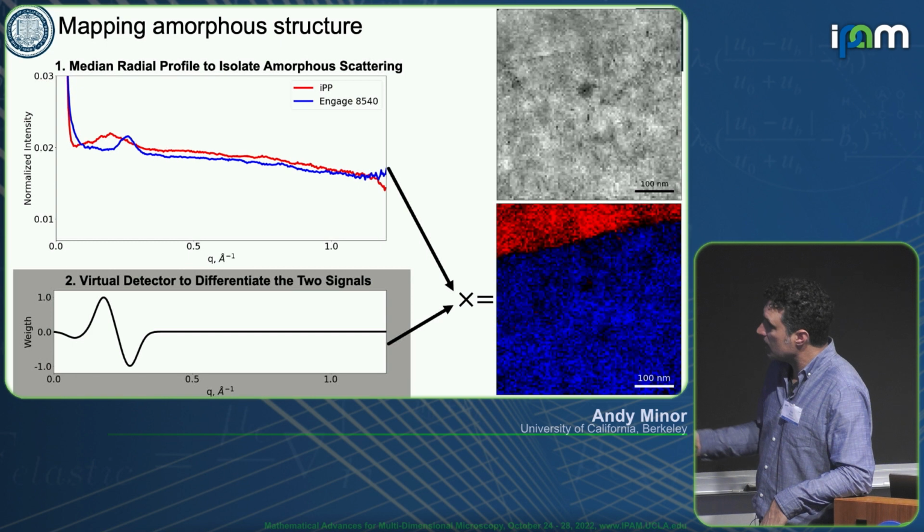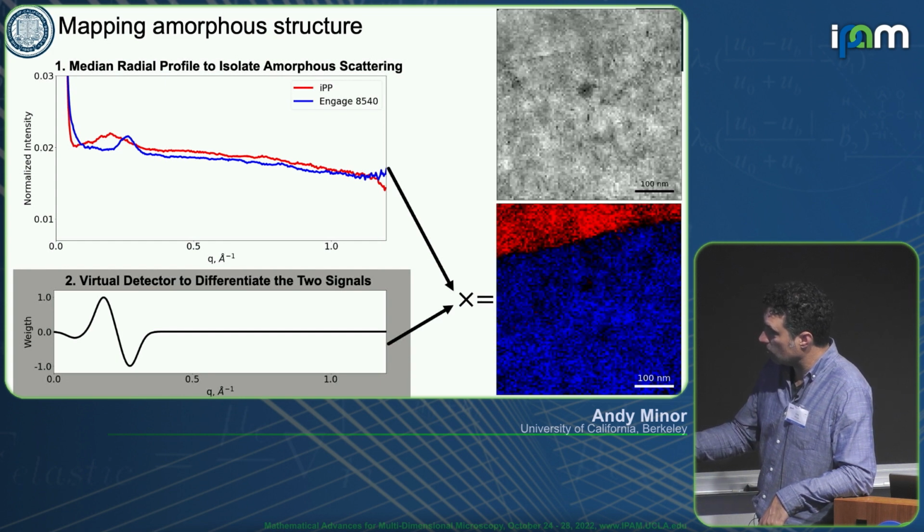You don't see it, but if you just did a radial profile at an average at each point, you would see that on one side, this red side here, the polypropylene, you get this radial profile like this, and on the blue side, the Engage, you get the radial profile like this. So you basically take a virtual detector to accentuate these two, and you can now visualize what was before. You couldn't see which side was which of this interface, and now you can actually see which side's the polypropylene, which side's the other part.